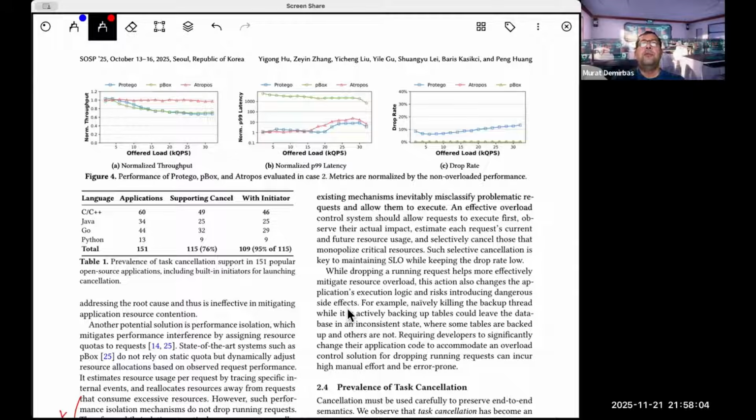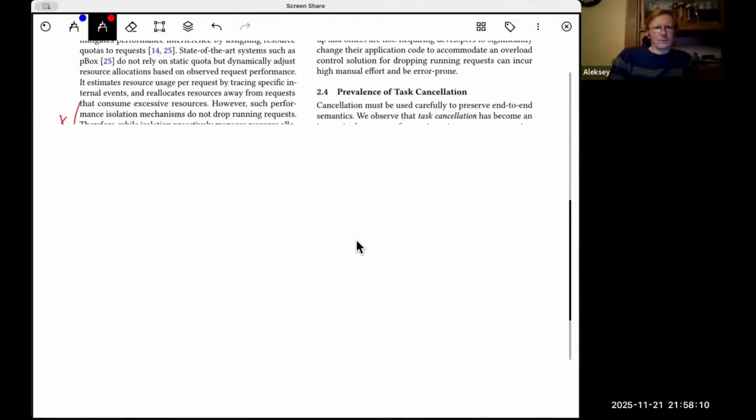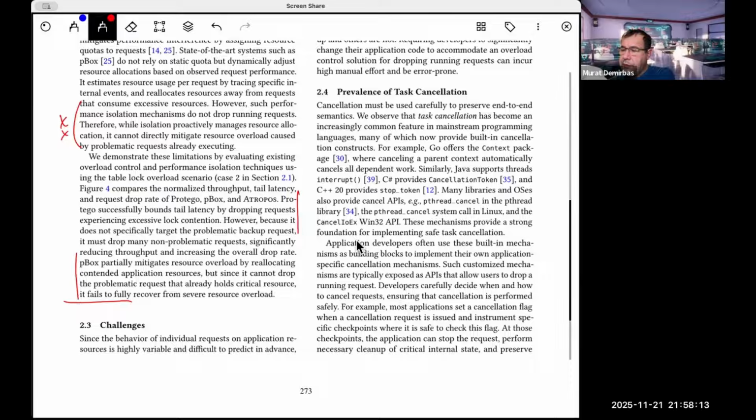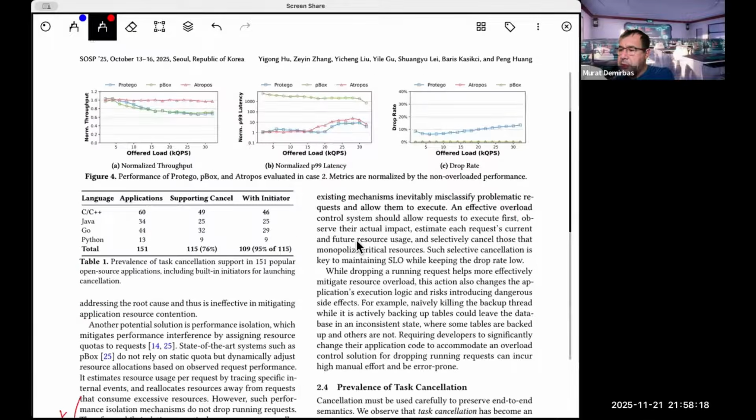Okay. Prevalence of task. Oh, did we read this? I don't think so. Challenges. Since the behavior of an individual request on application resource is highly variable and difficult to predict in advance, existing mechanisms inevitably misclassify problematic requests and allow them to execute. An effective overload control system should allow requests to execute first, observe their actual impact, estimate each request's current and future resource usage, and selectively cancel those that monopolize critical resources. Such selective cancellation is key to maintaining SLO while keeping the drop rate low.